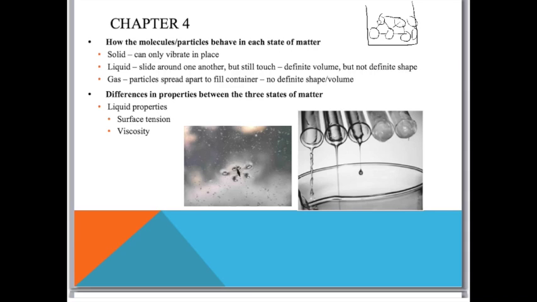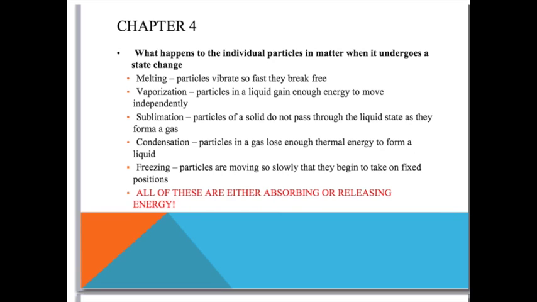Difference in properties between the three states of matter. We've got liquid properties, surface tension. So you can see this bug here shows surface tension. And then we have taken a look at this picture over here before with viscosity and see the difference in how these 5 samples flow. Okay, still in chapter 4 here, going through some changes. Melting, particles vibrate so fast they break free. Vaporization, it's when they gain enough energy to move independently. Sublimation, particles of a solid do not pass through the liquid state when they form a gas.